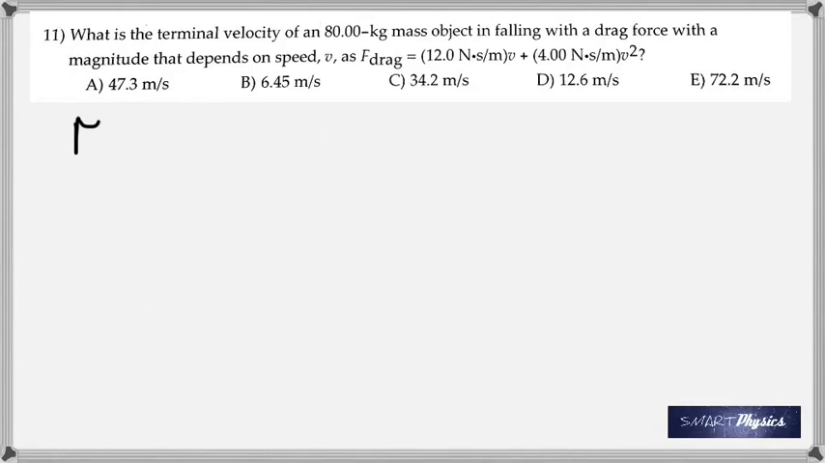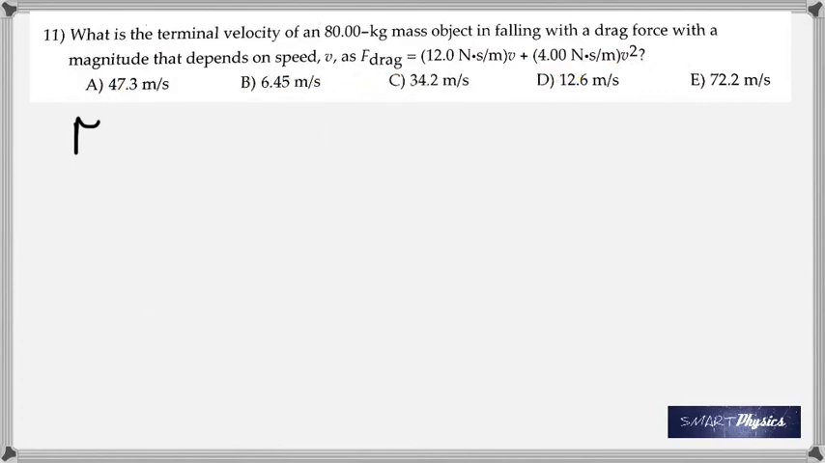What is the terminal velocity of an 80-kilogram mass object falling with a drag force with a magnitude that depends on speed, as F drag is equal to 12 times the velocity plus 4 times the velocity squared? Don't worry about the units of k there. We know that that's a unit from the previous problem. This is again to do with terminal velocity, and you're asked to find the terminal velocity of an 80-kilogram mass falling with a drag force which depends on this.